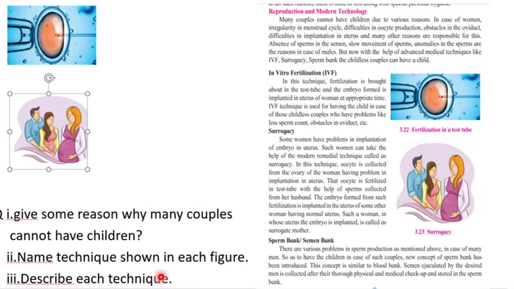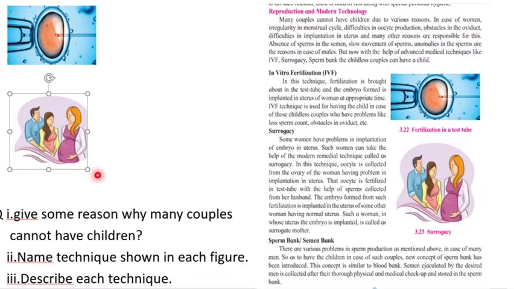Now, describe each technique which is shown in the figure. So here the first figure is about the IVF technique and the second figure is about surrogacy. In the IVF technique, the fertilization is brought about in a test tube and the embryo is implanted in the uterus of the woman at an appropriate time. The IVF technique is used for having a child in the case of those childless couples who have problems like low sperm count and obstacle in the oviduct.